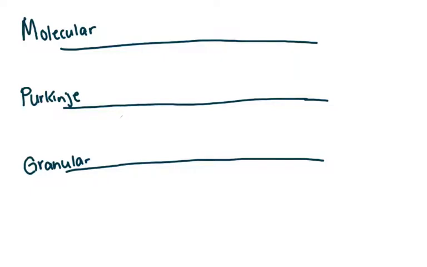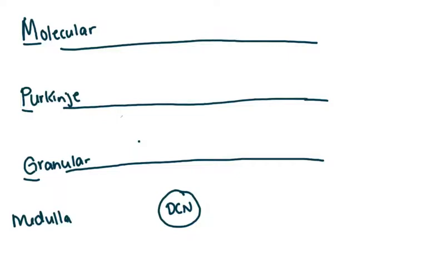So within the cerebellar cortex, we have 3 layers. We have the molecular layer, the Purkinje layer, and the granular layer. And the molecular layer is going to be most superficial. So deep to the granular layer would be the medulla, which is where the deep cerebellar nuclei would be located.